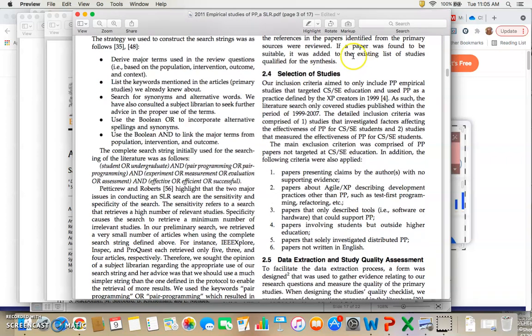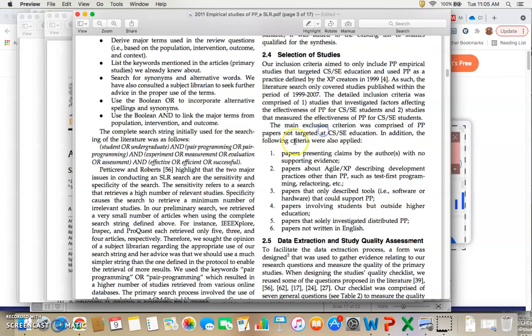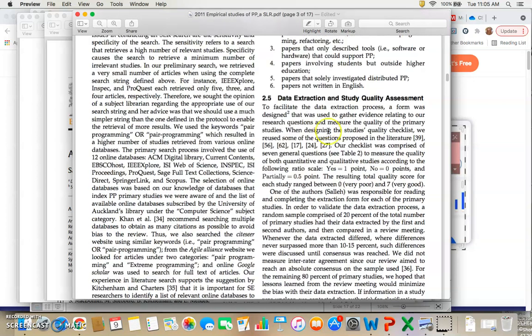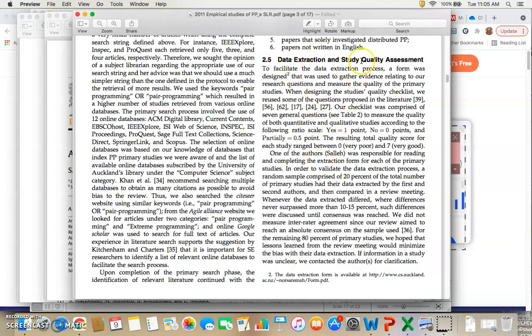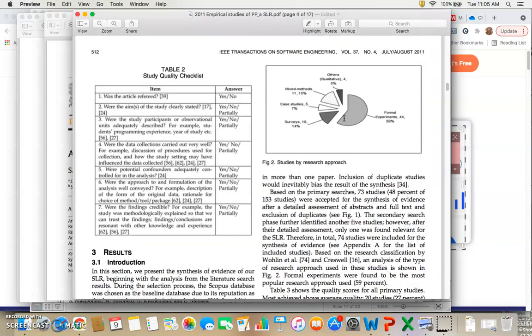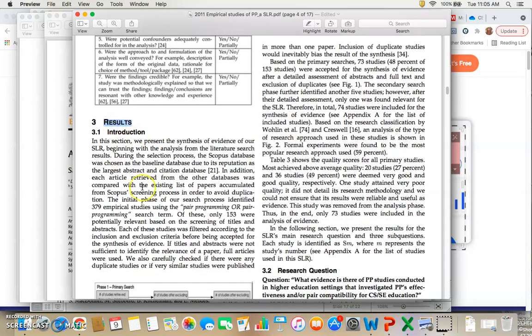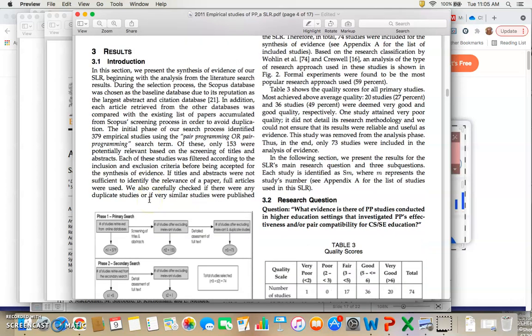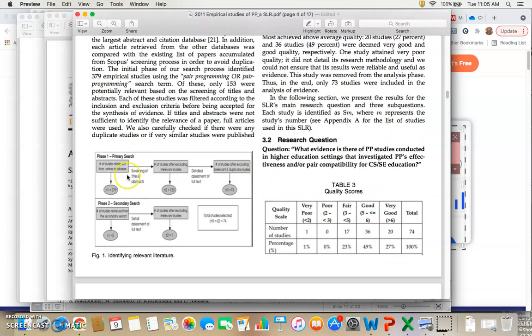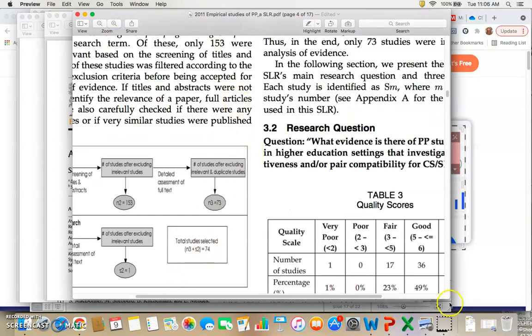And then I performed the selection of studies, the main inclusion, and then the criteria for exclusion. Then data extraction, and also the study quality assessment. How do I perform the extraction? This is the quality checklist. And then the results. The results tell basically what I have found. For example, in the database, how many studies have been searched. Let me enlarge a little bit.